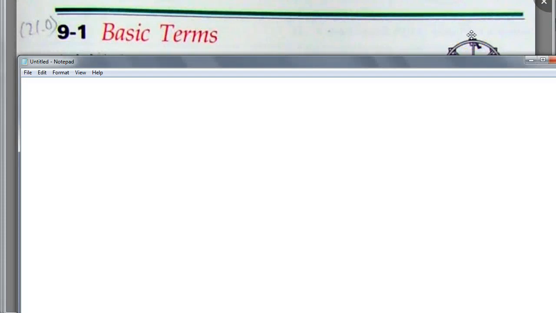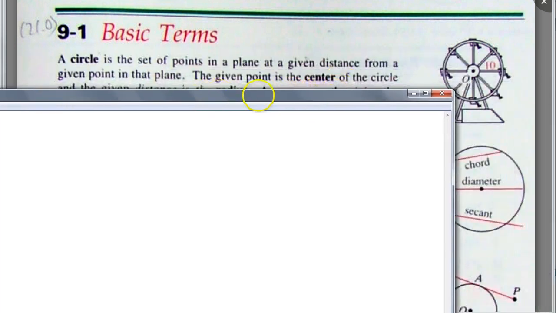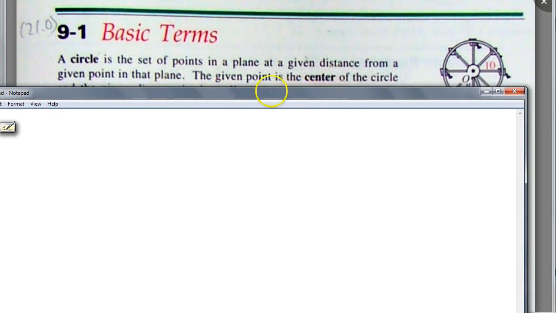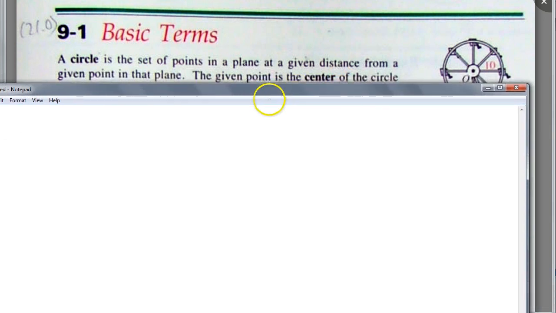So today we're going to talk about circles, and we're going to start with basic terms for these circles and spheres and so forth. So first of all, we're going to define circles for you. Here's the definition. It says a circle is a set of points. So just like segments and lines, guess what a circle is made up of? Points. But unlike segments or lines, these sets of points are in a plane at a given distance from a given point in that plane. That is what a circle is.